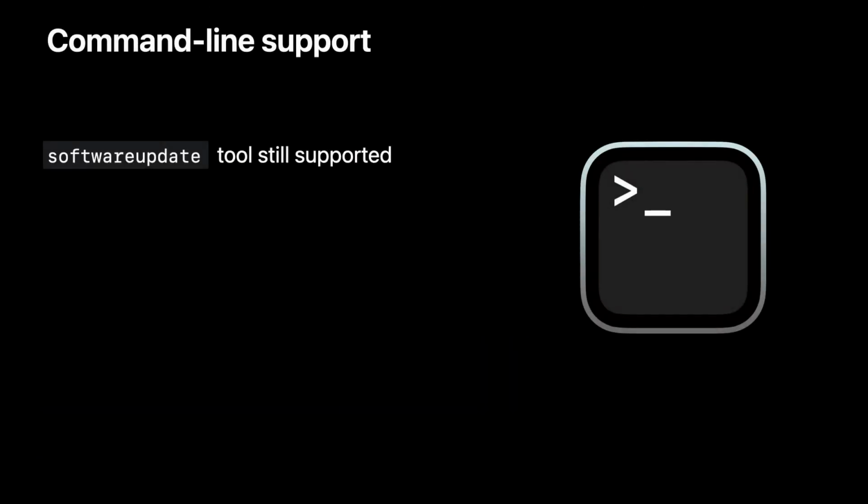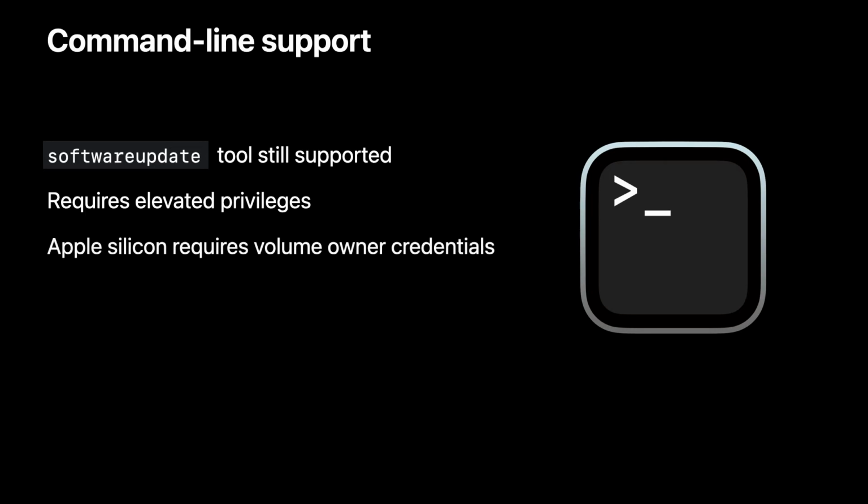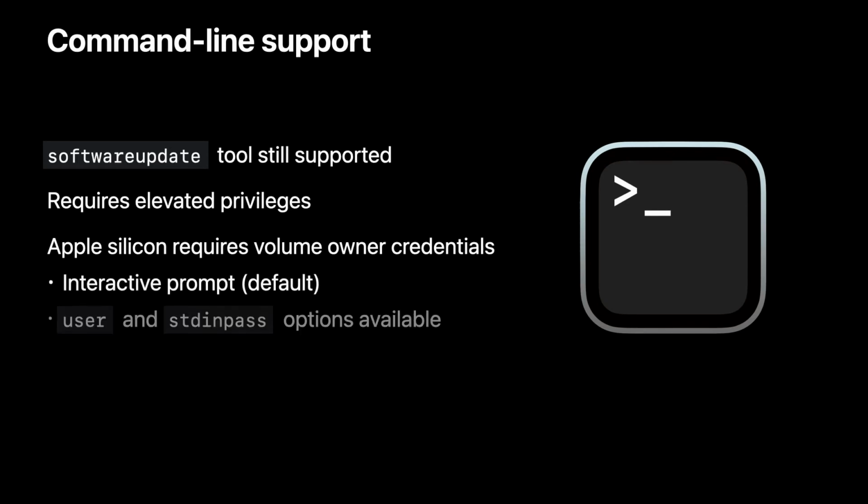First, let's start with the Software Update command line tool, as we recognize that a lot of organizations currently wrap tooling around it to manage software updates on macOS. The Software Update command line tool is still supported and is not deprecated. It requires elevated privileges to run on both Intel and Apple Silicon, but on Apple Silicon, it asks for user credentials for a volume owner to install a software update. By default, the tool will prompt for these credentials interactively, but macOS Monterey also includes options for passing the user credentials directly into the command. And in macOS Monterey, you can use the Software Update CLI tool at the login window to install software updates too.